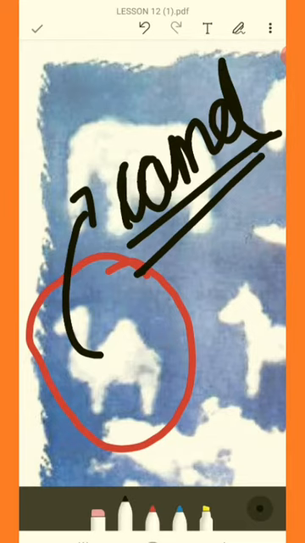The next up, what do we have here? Which animal has a hump on its back? Isn't it a camel? What is the name of the animal? It's a camel. What is the spelling? C-A-M-E-L. So in a similar manner, try and name the other animals on your own.